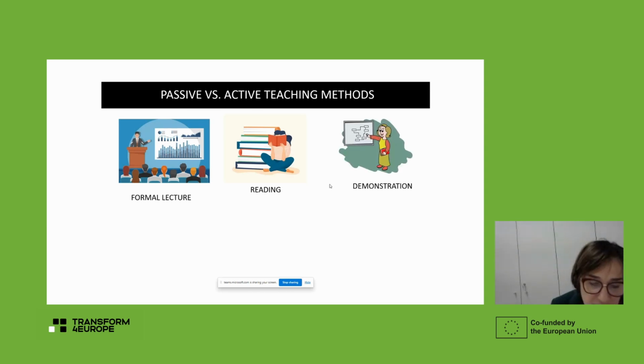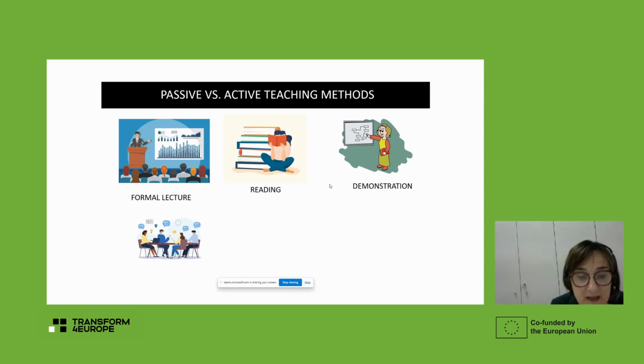Then we have demonstration, of course. Usually it's seen as a passive teaching method, but it can also be encouraged. We can encourage students to demonstrate for themselves. So they do the demonstration, and this can also be an active method. A discussion would usually be considered the first really active teaching method, an active form of work.